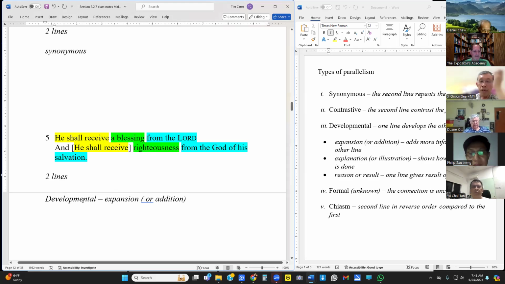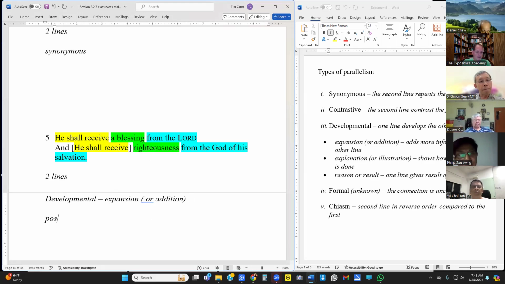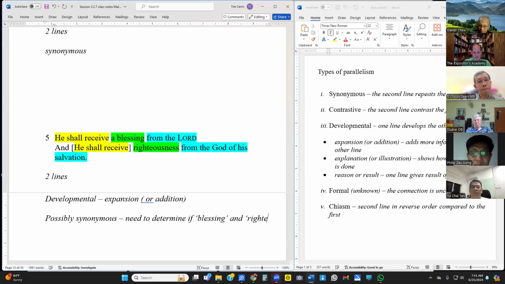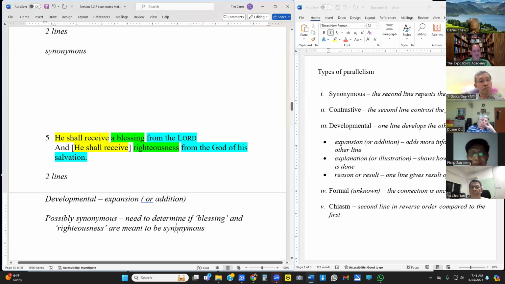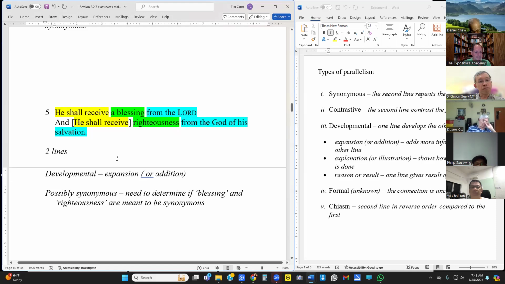All right. But yeah, I think developmental expansion makes sense. And then I would say, you know, possibly synonymous. Need to determine if blessing and righteousness are meant to be synonymous. Okay, synonymous. That would require further study.